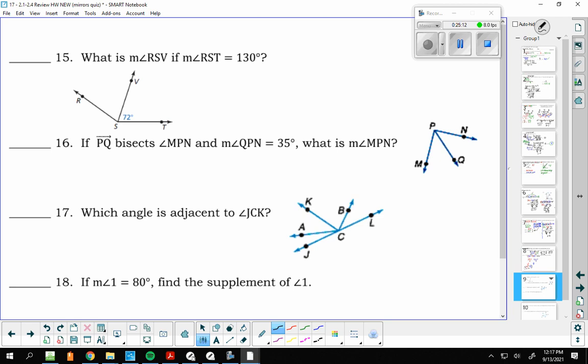All right, what is the measure of angle RSV if the measure of angle RST is 130 degrees? Okay, so what is the measure of angle RSV? If the measure of angle RST, so that's the whole thing, is 130. So the whole thing's 130. This part's 72, and I want the red angle. So how do I find that? I want the missing part. I already know the whole thing.